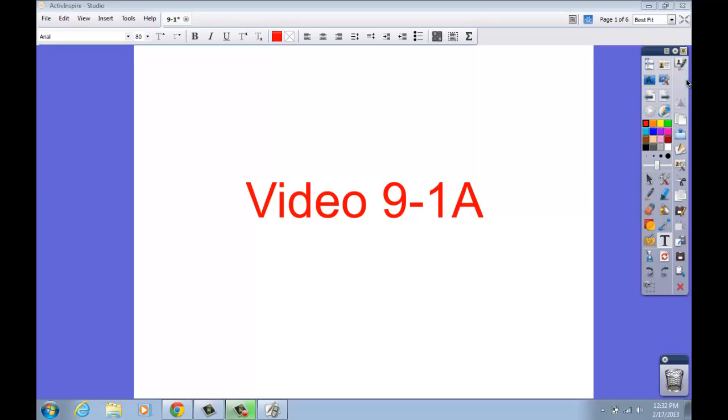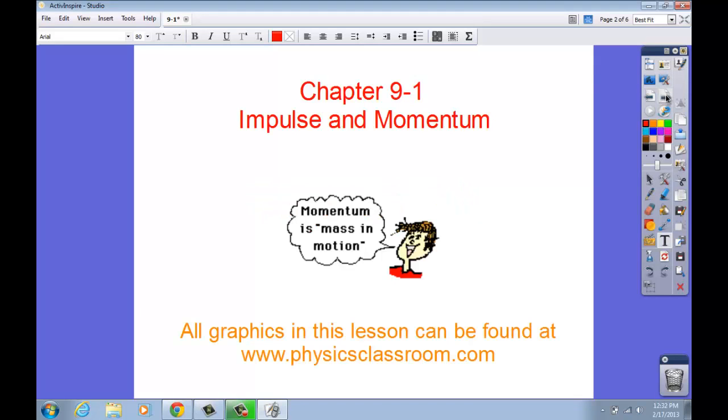Today we're going to be leaving the world of planetary motion and we're going to come back to more earthly motions. We are going to do a brief introduction into Chapter 8 during Chapter 9, but it's just going to be a short 1 or 2 day lesson. So here we're starting Chapter 9. In Chapter 9, Section 1, we are going to talk about impulse and momentum.